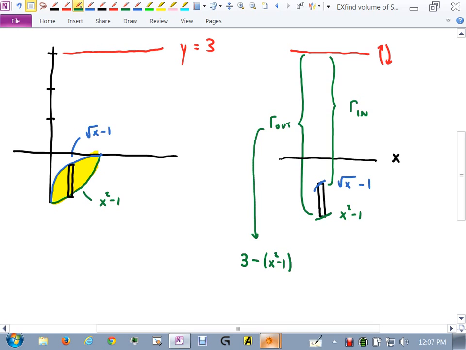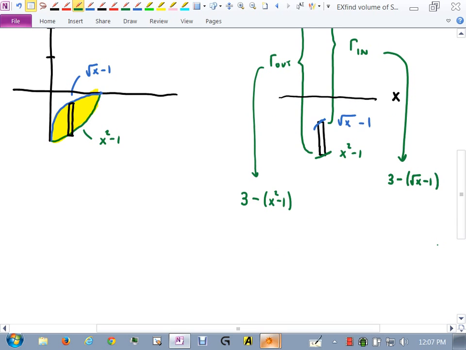Then the inner one, same concept, right? The inner one will be the full 3 and then minus this one. Pardon? We didn't use plus. We had to use minus here. That's what changed.